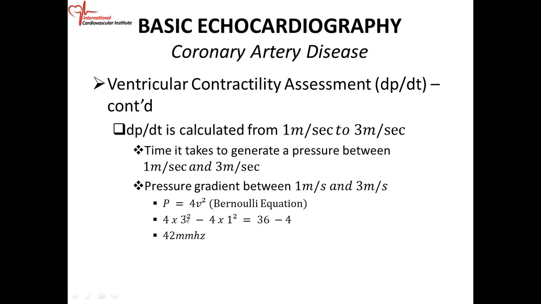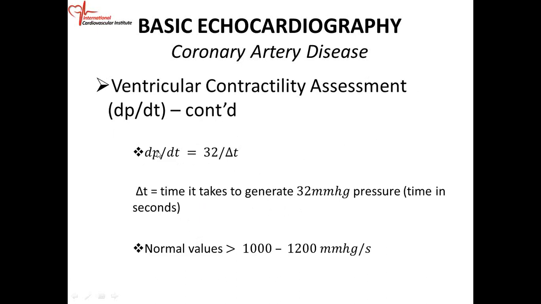The pressure difference between the 1 meter per second and the 3 meter per second is just the difference in the pressure, which is going to give you the gradient. So this is 32, not 42. So 4 times 3 squared minus 4 times 1 squared, that's 36 minus 4, that's 32. So this is 32, and it's millimeters mercury. Pressure is in millimeters mercury. And this is how you do it.